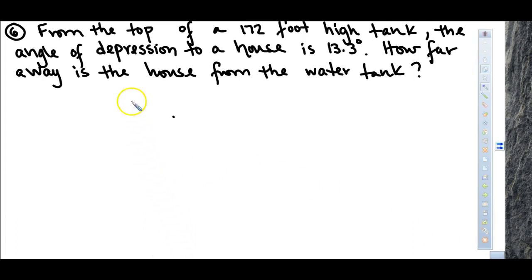Let's see what we've got going on here. From the top of a 172-foot high tank, the angle of depression to a house is 13.3 degrees. How far away is the house from the water tank? So we've got two objects going on here. And let's say that we've got our house over here.